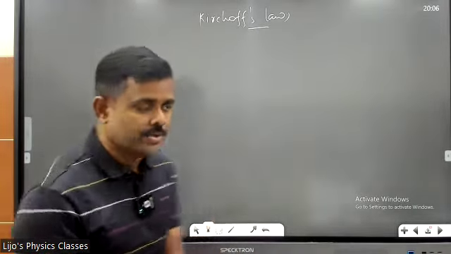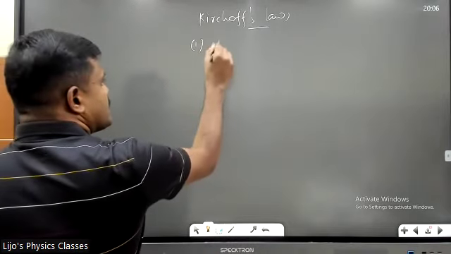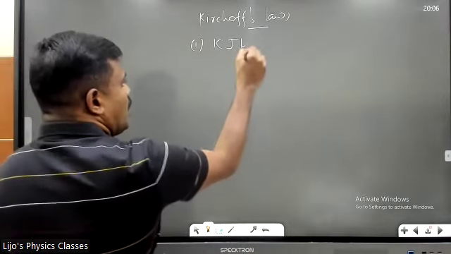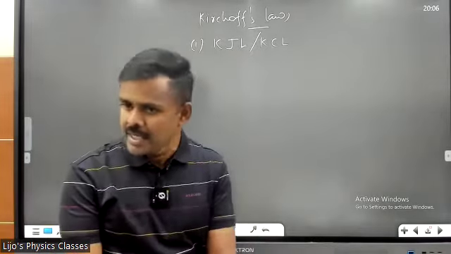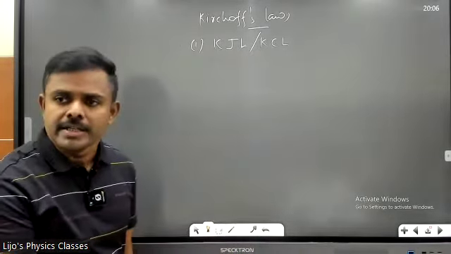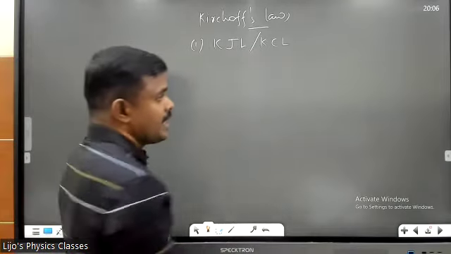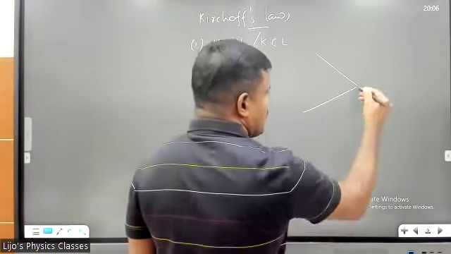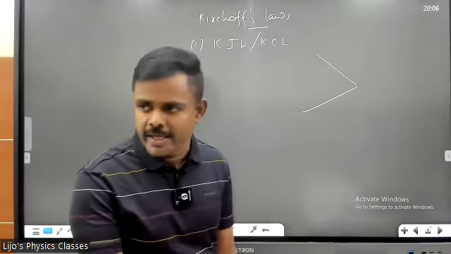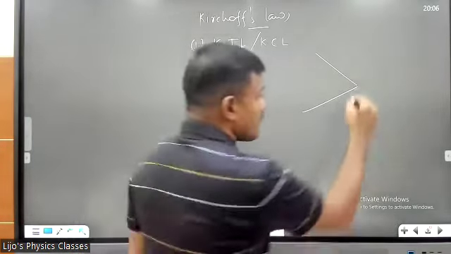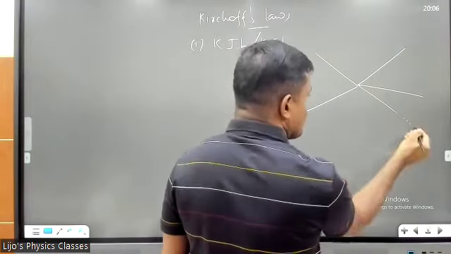First one is called Kirchhoff's junction law or Kirchhoff's current law, KJL or KCL. Look at this. It's very simple. Imagine you have a junction. This junction is also called a node. Okay. And there are few currents coming in and few currents going out.